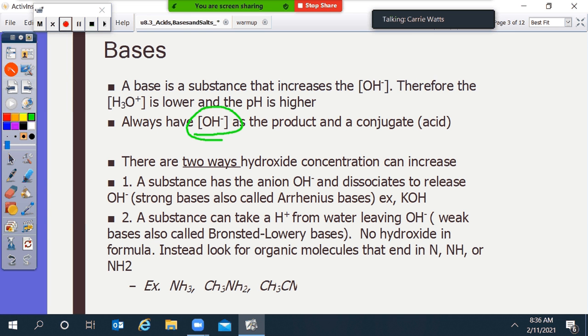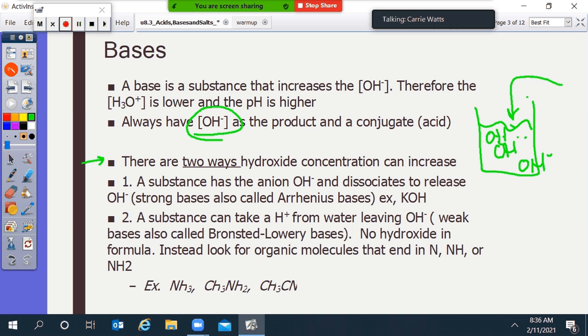Okay, there are two ways that hydroxide ion can increase. Number one, the compound that you start with in the reactant side has an anion, which is the OH, and it dissociates to release OH. Okay, this is the Arrhenius definition. The Arrhenius definition says if it is a base, when you put it in water, it will make OH ions.